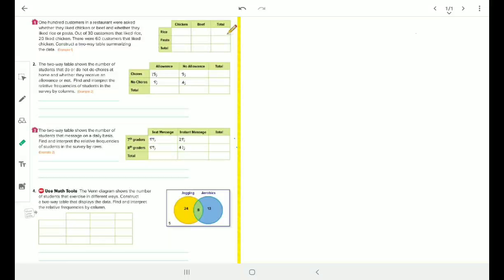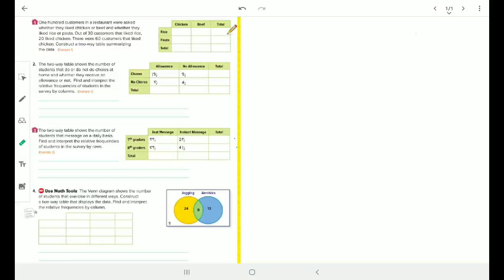Now if you happen to go on YouTube and saw another video labeled Chapter 9, Lesson 3, this is the video you want if you're in 8th grade general math. The other video that I've already uploaded is for quadratics, which is for my algebra class. So if you're doing two-way tables in 8th grade general math, this is the video you want. So today, like I said, we're doing two-way tables.